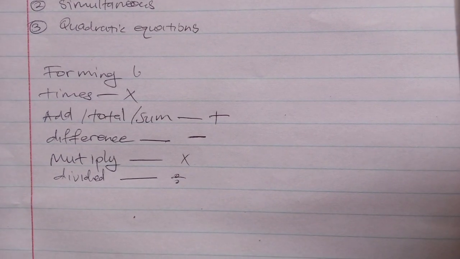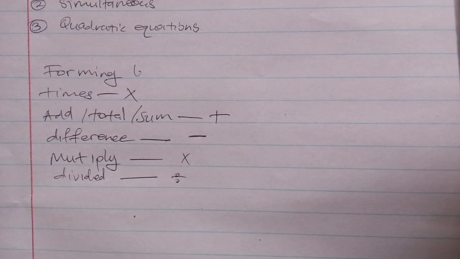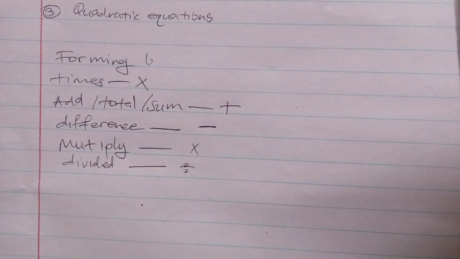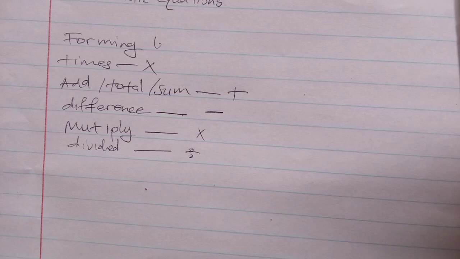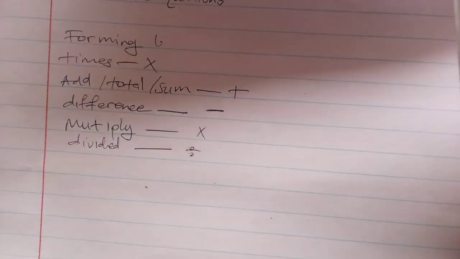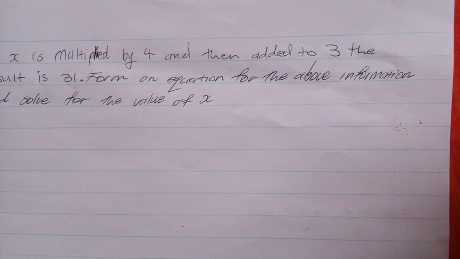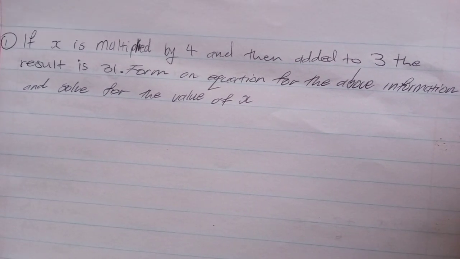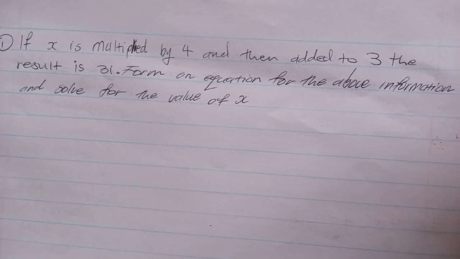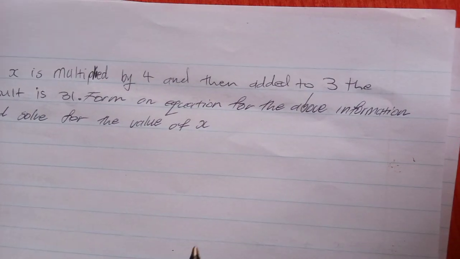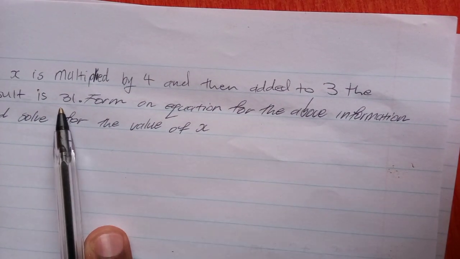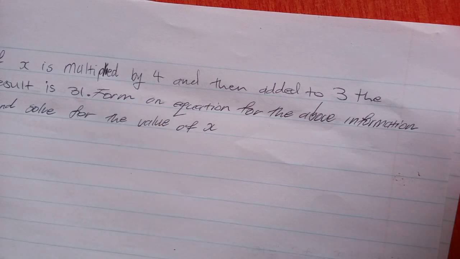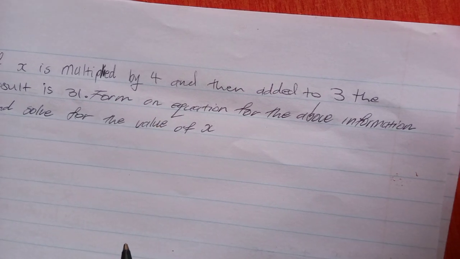Now I want us to have a look at some questions, and we'll try to work them out together and see whether you will be able to understand the concept. This is the first one. It's way simpler, so let's start with this one. It says if x is multiplied by 4 and then added to 3, the result is 31. Form an equation for the above information and solve for the value of x.